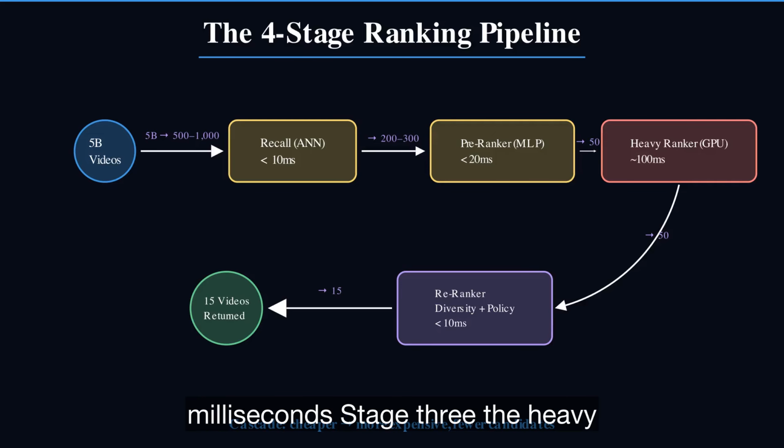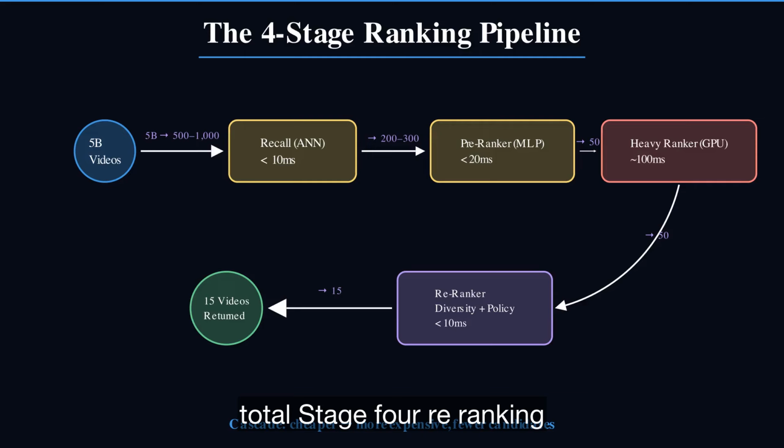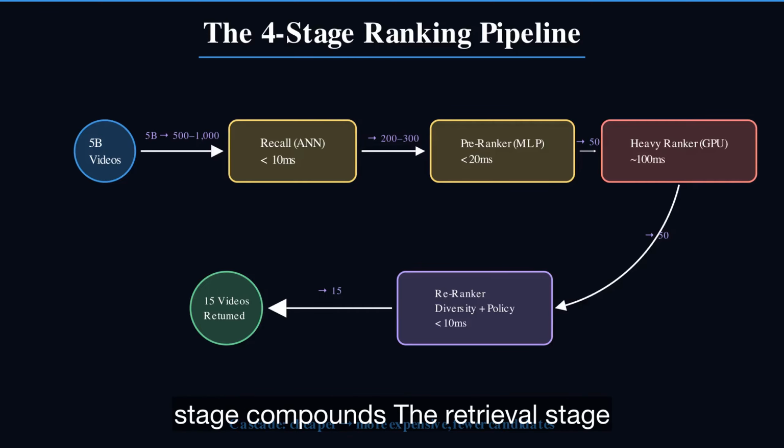Stage 3. The heavy GPU neural ranker scores 200 candidates in about 100 milliseconds total. Stage 4. Re-ranking injects diversity, freshness, and policy rules in under 10 milliseconds. Output, exactly 15 videos. Total wall clock, under 200 milliseconds. This is why engineers lose sleep. Every millisecond of each stage compounds.